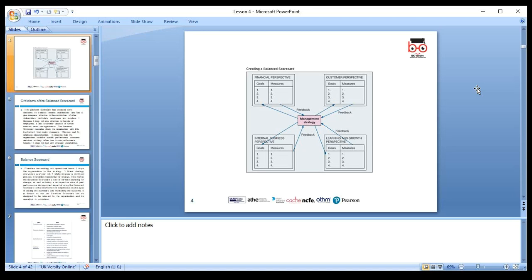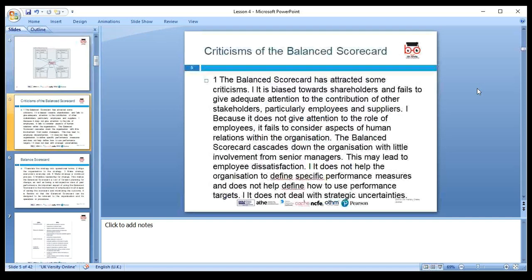Then feedback, learning and growth perspective. We need to learn, we need to grow, but it's a continuous process. So we need to look around all these perspectives: financial, customer, internal, and learning and growth, innovation. Okay, so criticism of the balanced scorecard. The balanced scorecard has attracted some criticism. It is biased towards the shareholder and fails to give adequate attention to the contribution of other stakeholders.